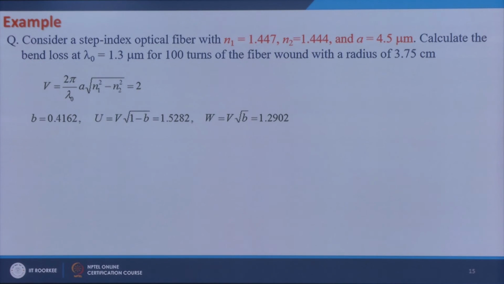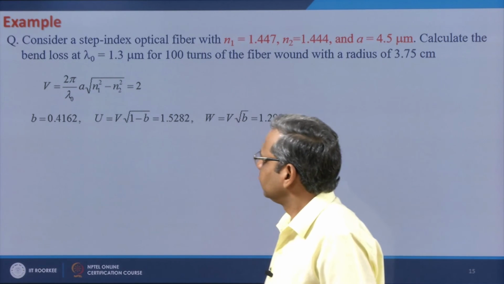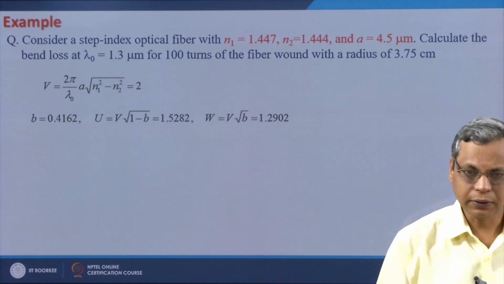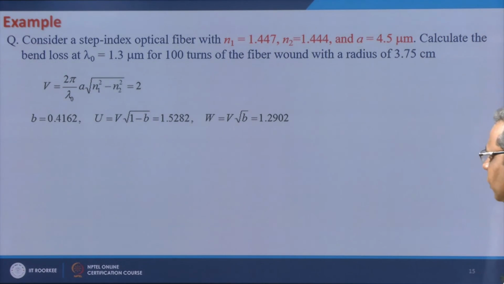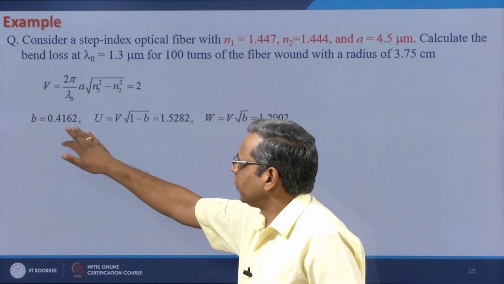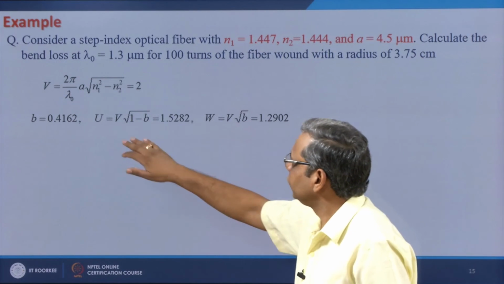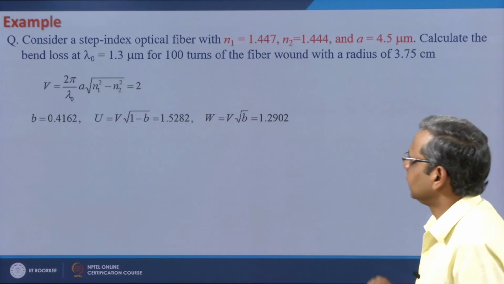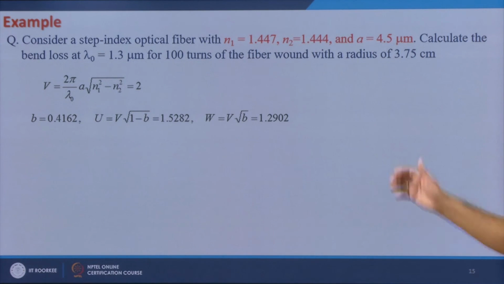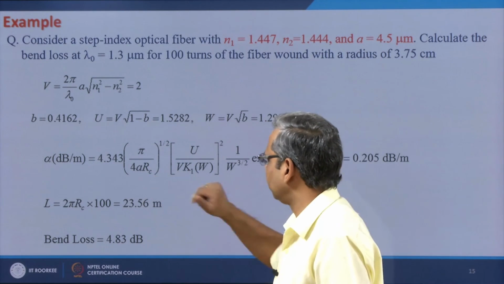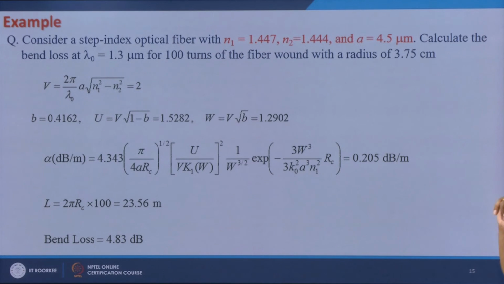Next, for this value of V, I calculate the value of normalized propagation constant B. I can find it from the table, or I can calculate it from the empirical relation. So, B for this value of V is 0.4162, correspondingly U is equal to 1.5282 and W is equal to 1.2902. Now, RC here is 3.75. So, if I plug in these values into this formula, I get alpha as 0.205 dB per meter.